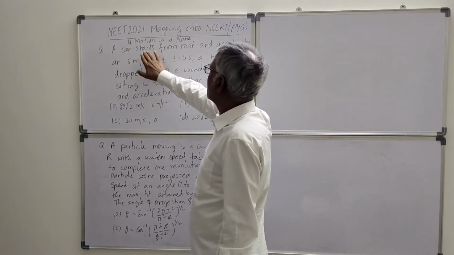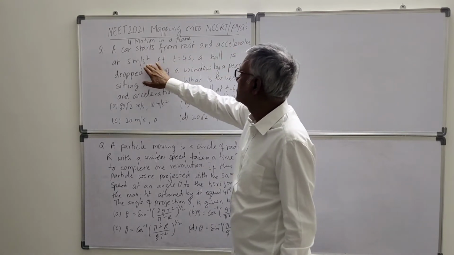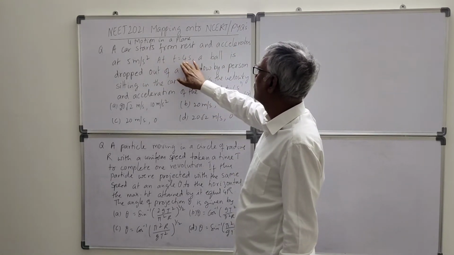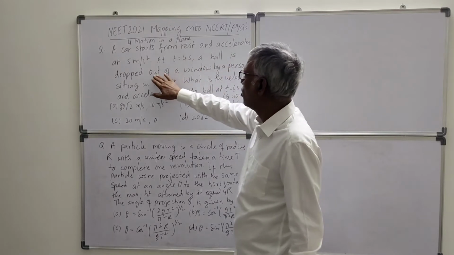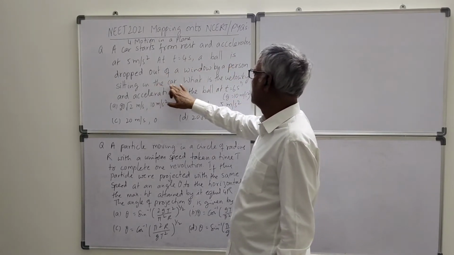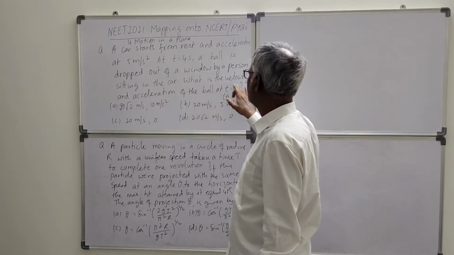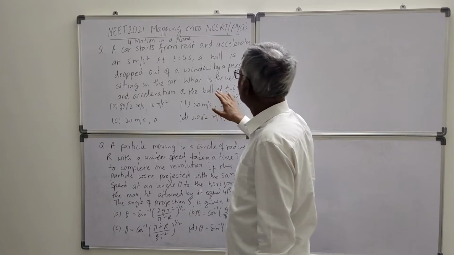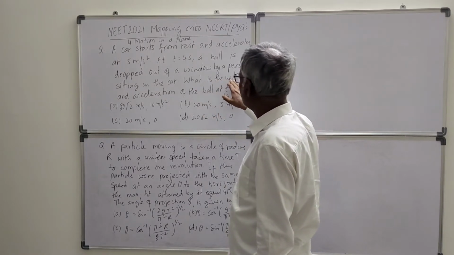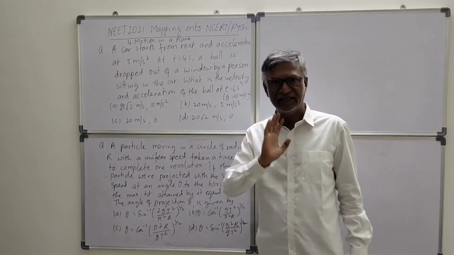See, motion in a plane. A car starts from rest and accelerates at 5 meters per second square. At t equal to 4 seconds, a ball is dropped out of a window by a person sitting in the car. What is the velocity and acceleration of the ball at t equal to 6 seconds? So he is asking for the velocity and acceleration of the ball at t equal to 6 seconds.